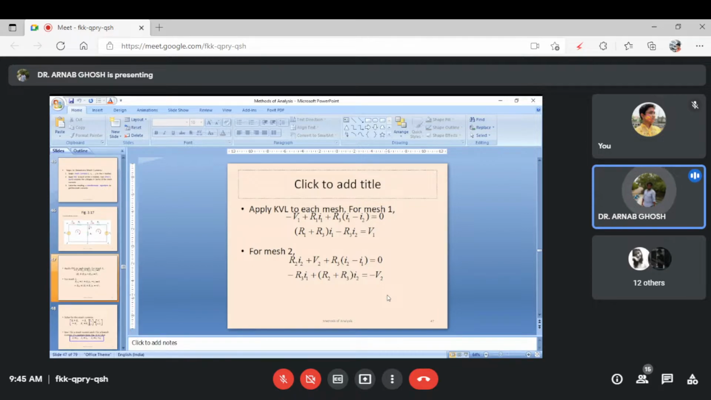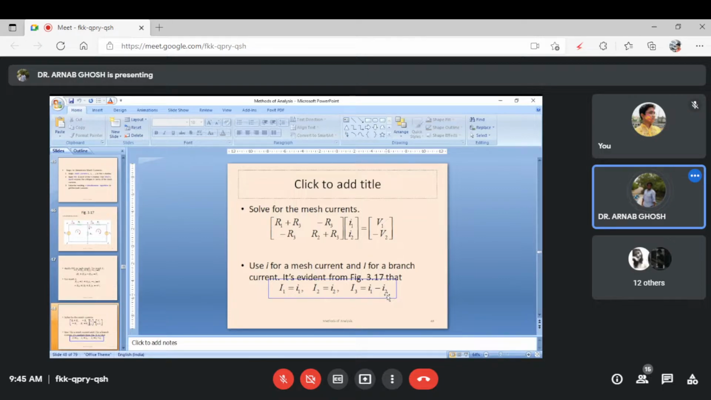Okay. So next, you can solve the equations on your own, simultaneously, or you can opt for the matrix method. For the matrix method, this will be the resistance matrix multiplied by the output matrix. Here the output matrix is I1, I2, and that is equal to the input matrix, V1 and minus V2. So as you are writing, this will be the equation.